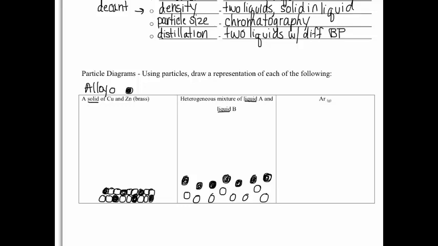The last one we have is argon as a gas. This one isn't actually a mixture. Argon is a noble gas, so it's not going to be bonded to anything else. It's just going to be single circles. So I'm just going to spread them throughout my space like so. And that's how you do the particle diagrams.